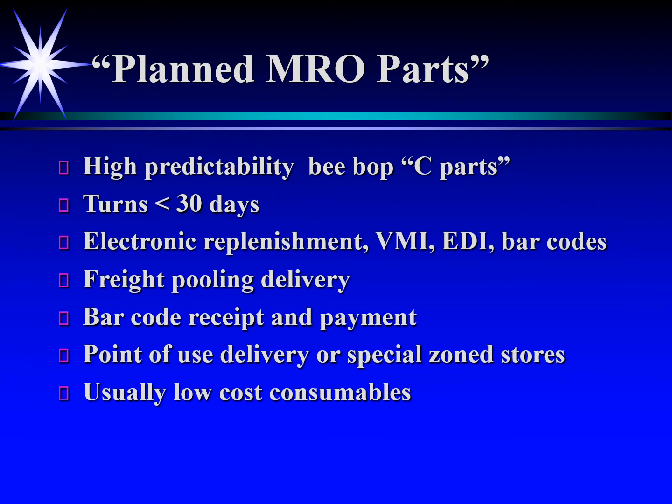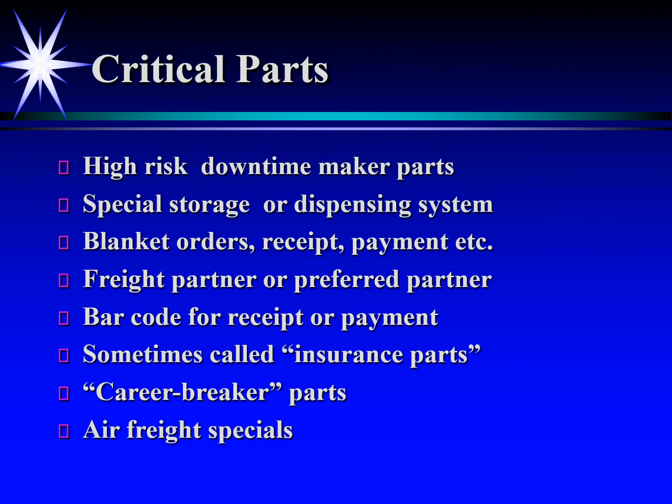Again, planned MRO parts, the C parts, you know you're going to have a lot of turns, high usage parts. Make sure you do things to reduce cost and make them readily available to people in your organization. Here's some of the things that we did and talked about. Critical parts: you have to make sure you have them, okay? You have to understand that they will shut your organization down, and take all the steps possible, many of them listed above here, to make sure you can get them when you need them and don't have to wait.